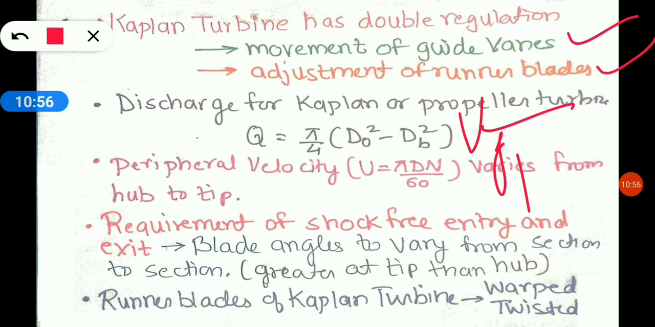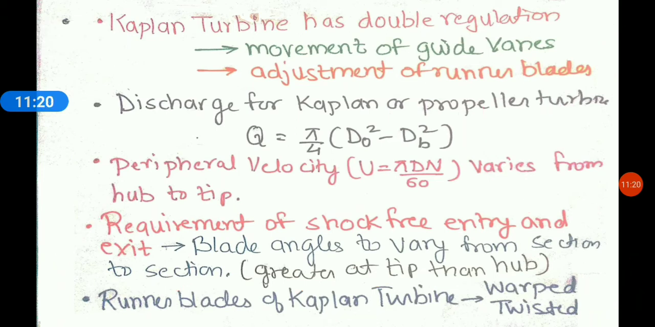Now this also we have learnt: the requirement of shock free entry and exit makes the blade angles vary from section to section. The blade angle is smallest at the hub and largest at the tip. Runner blades of Kaplan turbines are, that's why, called warped or twisted. This we have learned, but we are just recalling it.